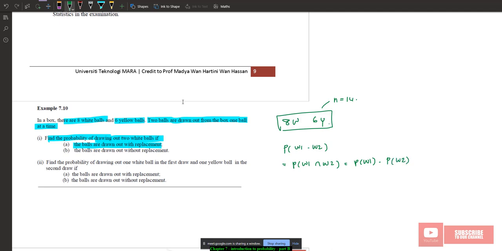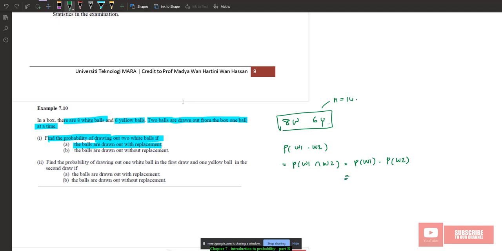Because in this experiment, if we take one white ball, it is actually an independent event. So it's not going to influence the second ball, right? We don't know what the second ball is going to be, right? So this is an independent event. That's why we use the multiplicative rule for independent events.